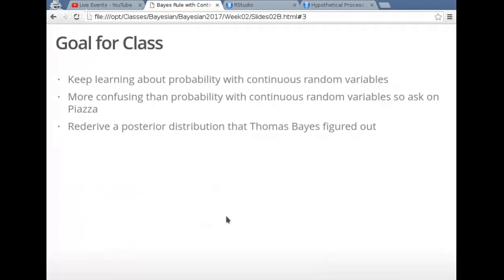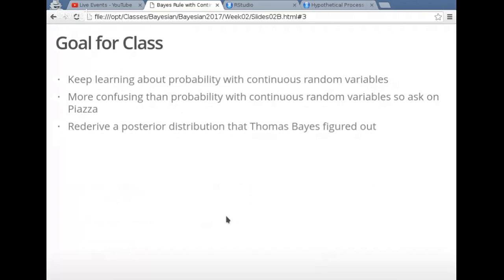So the goal for the class today is to continue to learn about continuous random variables and working with probability distributions and whatnot for those. The continuous case is going to be more confusing than the discrete case, which it seems like we understood pretty well with bowling. So make sure that you continue to ask good questions and provide good answers on Piazza for probability with continuous random variables or anything else related to the class.